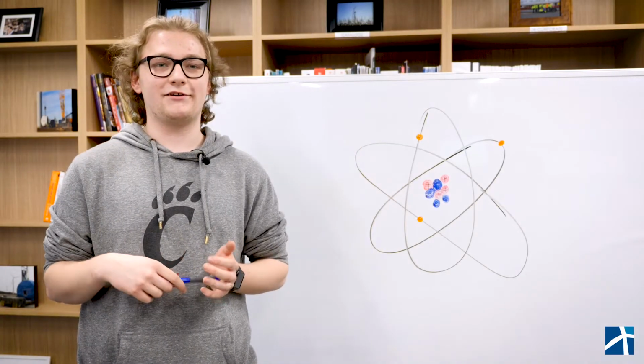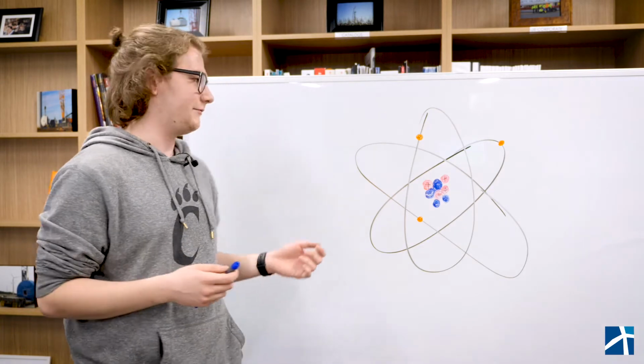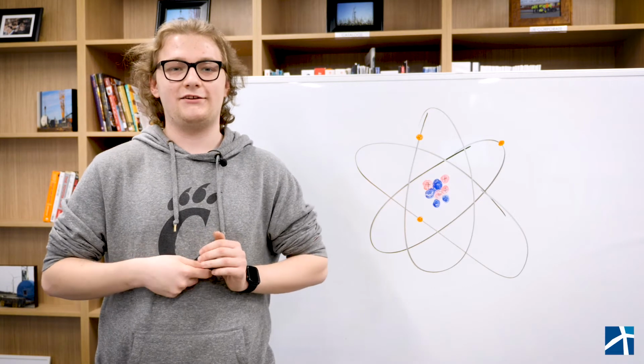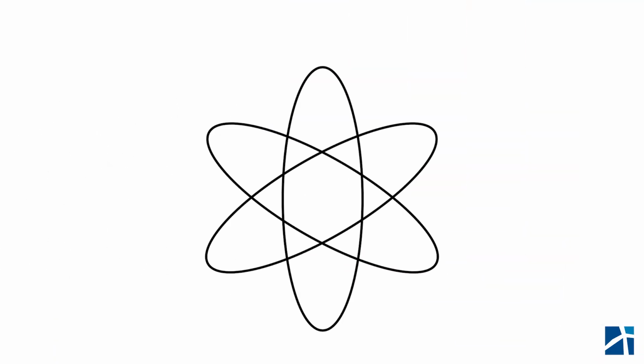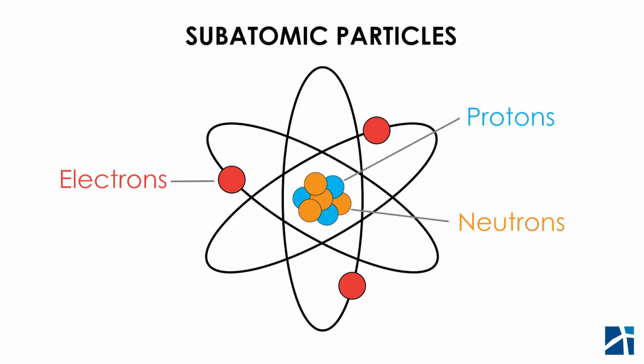So we know that atoms are super small and that they can fit together with other atoms to form objects, like this whiteboard or even my body. But let's break down a single atom and see what exactly it contains. The basic particles that compose an atom are electrons, protons, and neutrons. These are called subatomic particles.